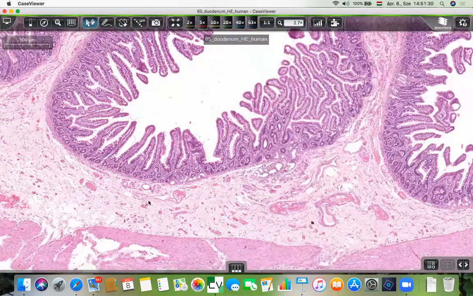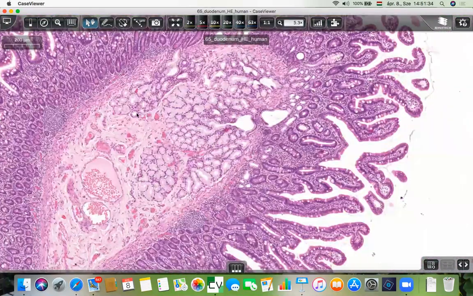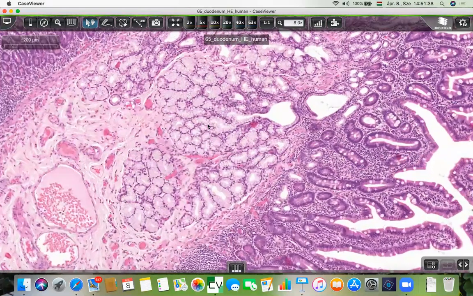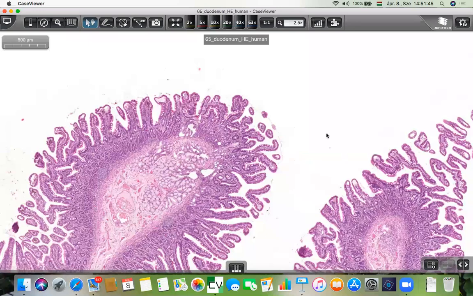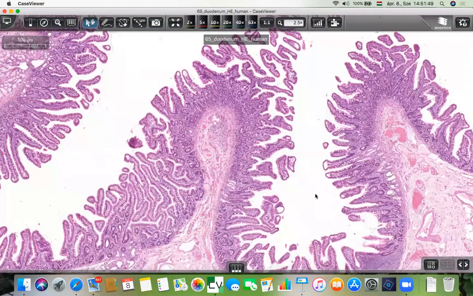I just wanted to show this as well. When we started with the Kerckring's folds, we can see numerous Brunner's glands in the submucosa here as well. The presence of Brunner's glands here is quite typical in the duodenum.